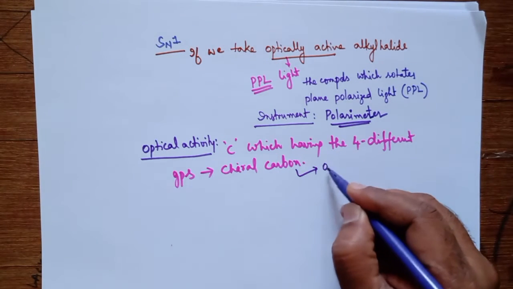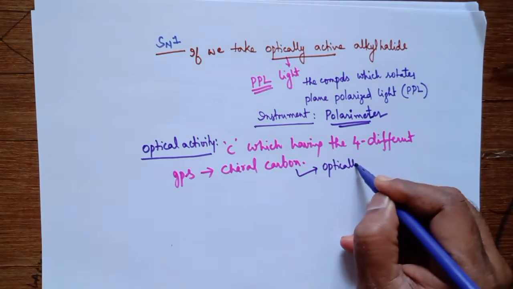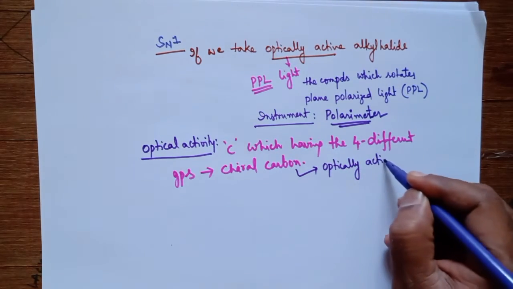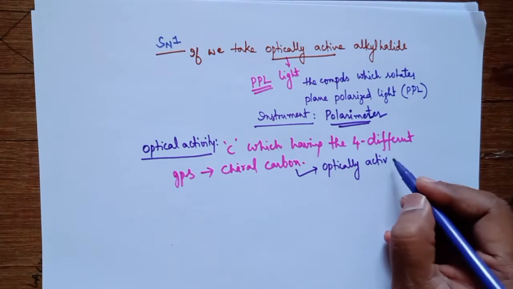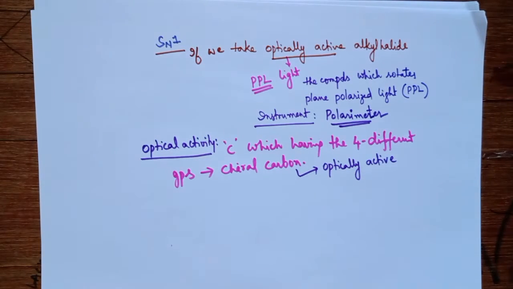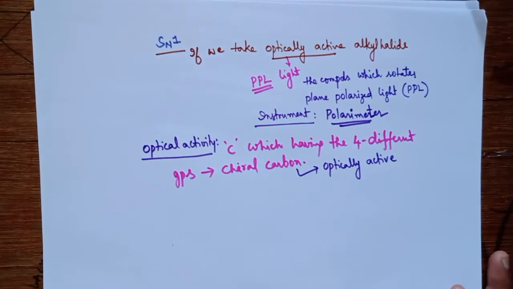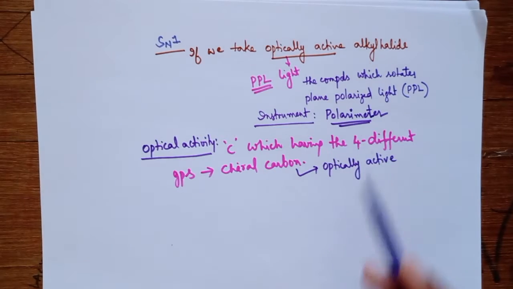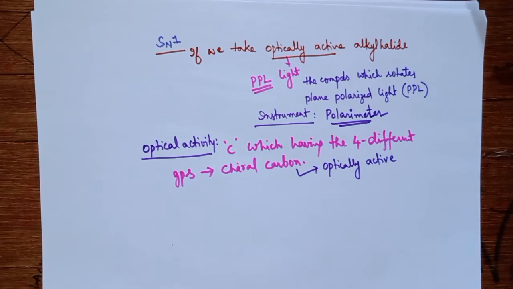Chiral carbon containing molecules are generally optically active. The chirality means the carbon which has four different groups. Compounds having a chiral carbon atom are optically active. Optically active means they can rotate the plane polarized light. So take an optically active alkyl halide.